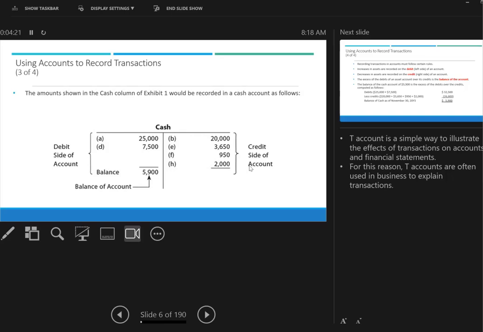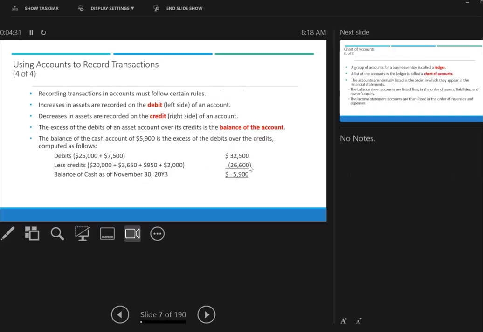This account is just a way to illustrate the effects of transactions on the account and ultimately financial statements. Now, we're going to learn about recording transactions in accounts. Increases in assets are always recorded on the left side of the account, which we call the debit side.